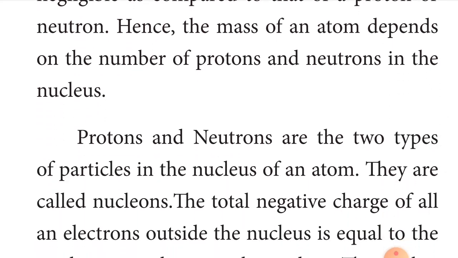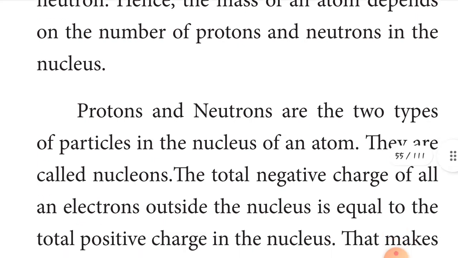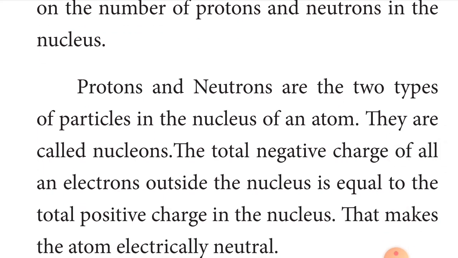You have to compare the two things, protons and neutrons. Protons and neutrons are two types of particles, children, in the nucleus of an atom. These are called nucleons. Sometimes they ask it as a 2-mark question. What are nucleons? You write: protons and neutrons are the two types of particles in the nucleus of an atom. These are called nucleons. That's a very easy 2-mark question, children.